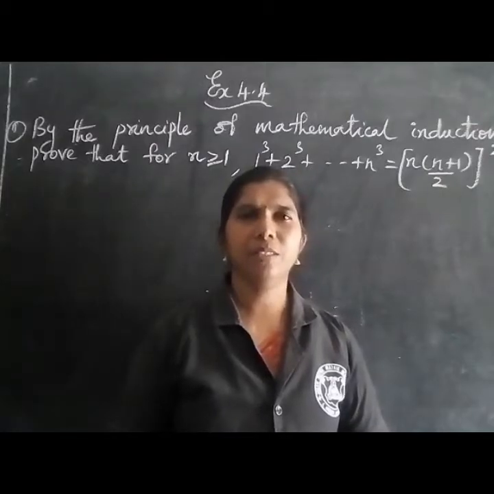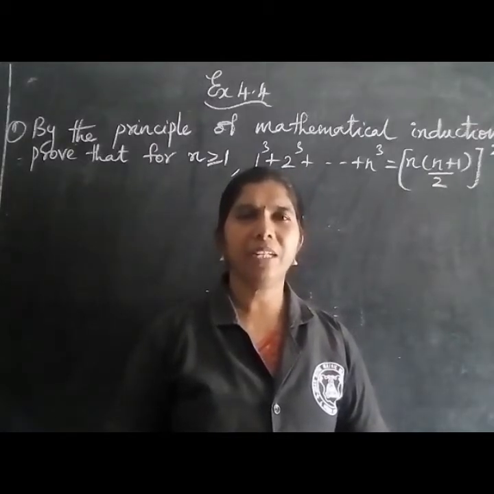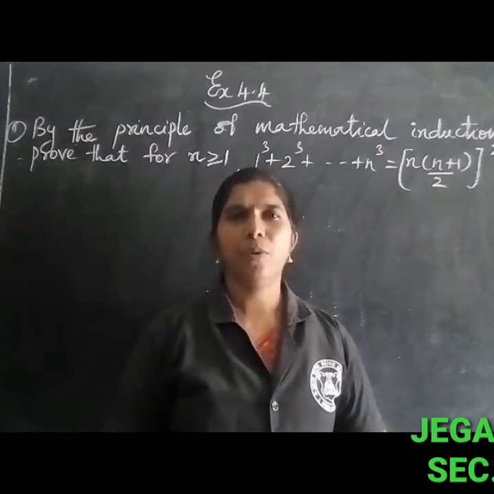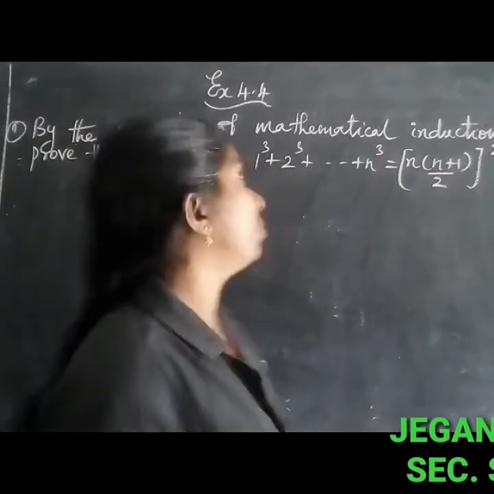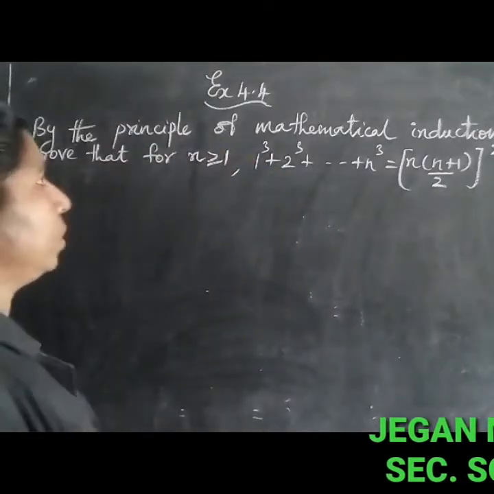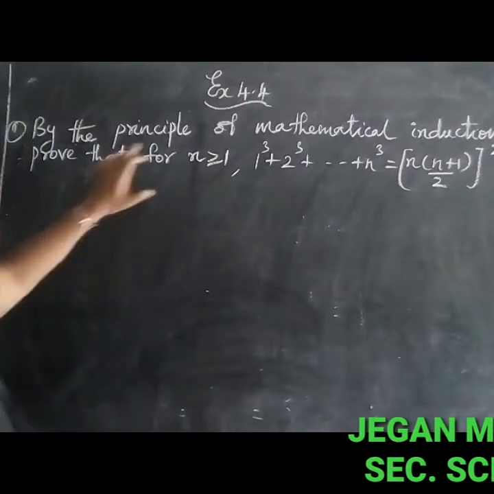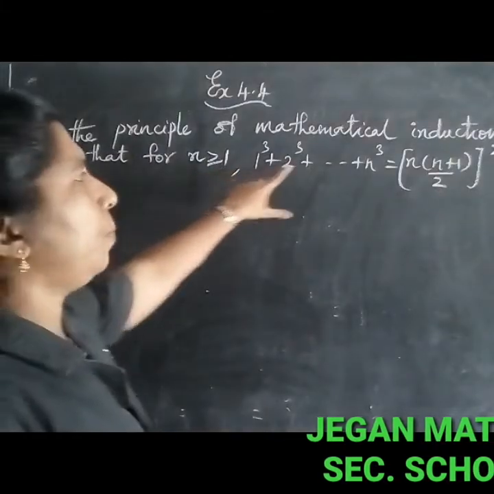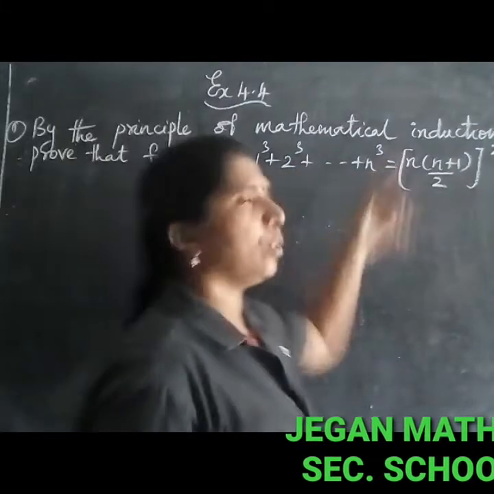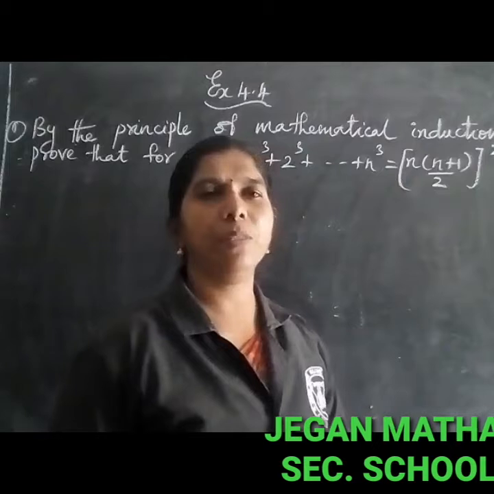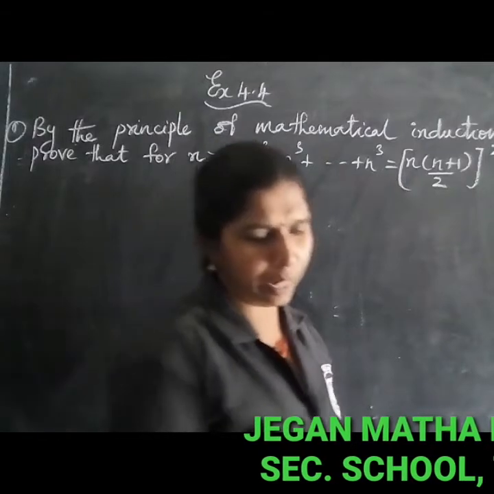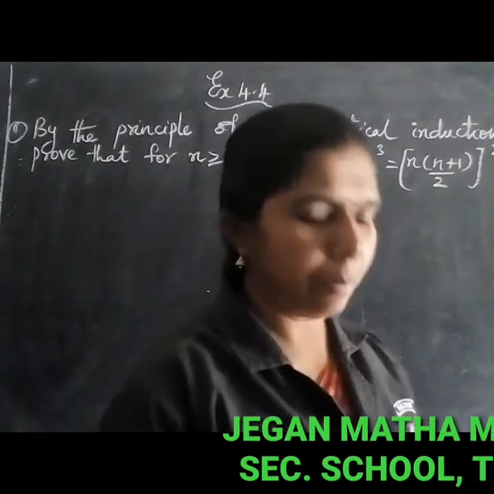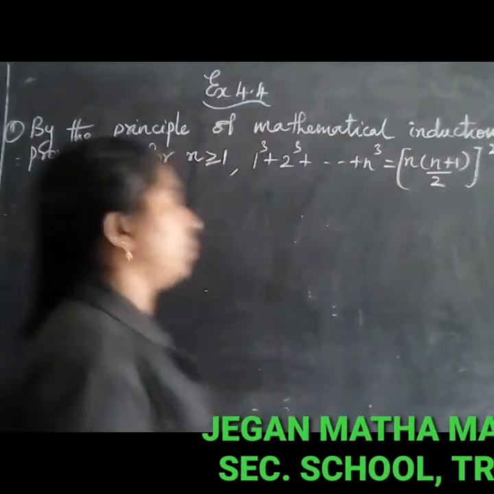Hi students, today I am going to take 11th standard maths exercise 4.4, chapter 4, fourth exercise. We are going to prove by the principle of mathematical induction: 1 cube plus 2 cube etc. plus n cube is equal to [n(n+1)/2] the whole square. By the principle of mathematical induction we have to prove.